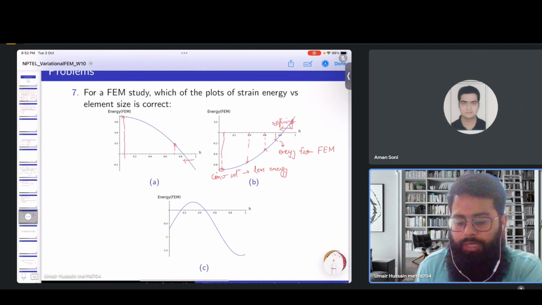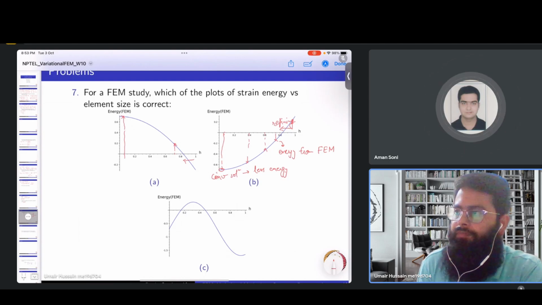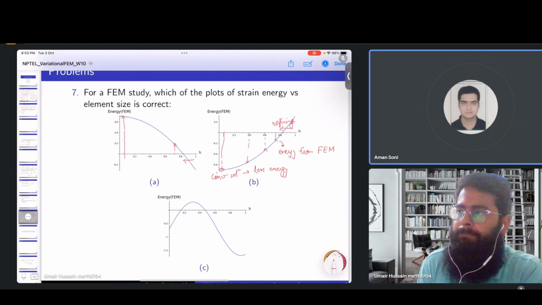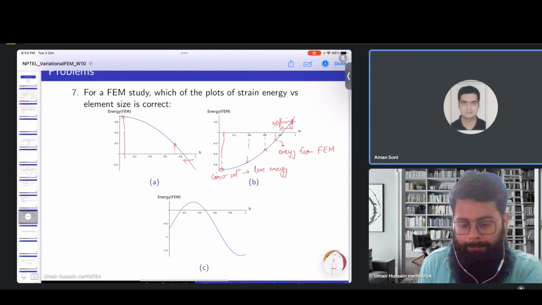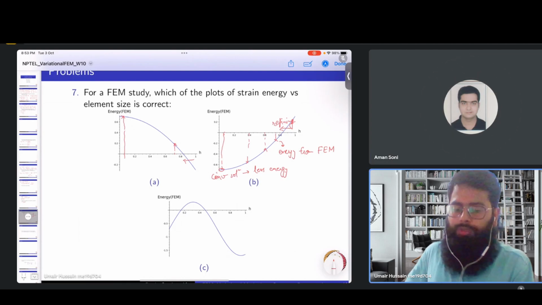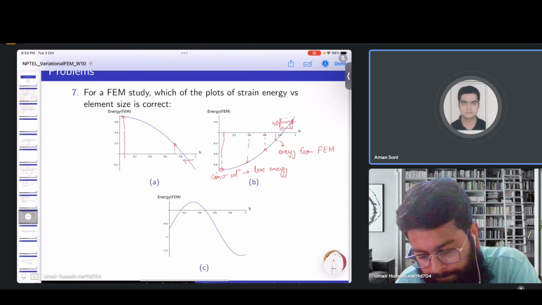Likewise, we go on increasing the refinement, reducing the element size. We see the energy keeps on decreasing, and at some point it converges. The curve becomes flat. So we have to decrease the element size as much as possible for the solution to converge. Yes. So energy would follow this path every time for any problem. Got it.